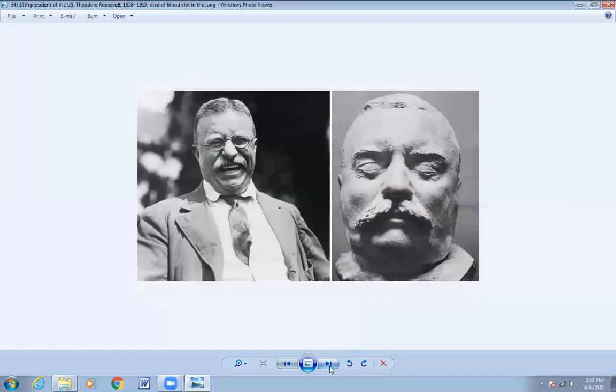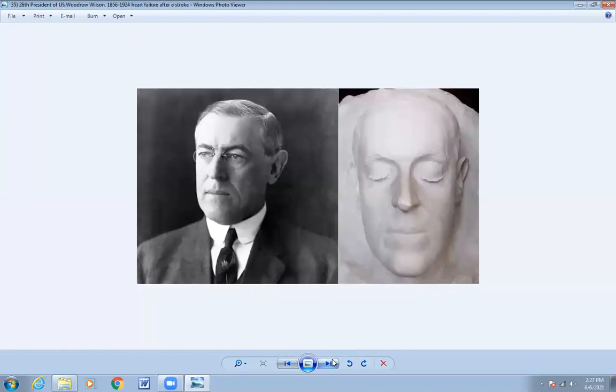This one is Theodore Roosevelt, born in 1858 and died in 1919. He was the 26th president of the United States. He died of a blood clot in the lung, and his mask was taken while he was laying down. This is a death mask of the 28th president of the US, Mr. Woodrow Wilson, born in 1856, died in 1924, heart failure after a stroke. His was also taken laying down.